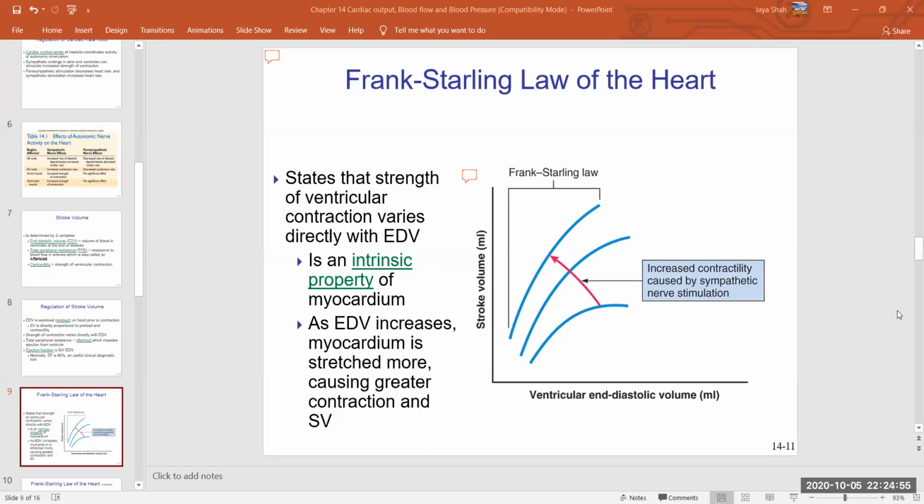So again, the Frank-Starling law of the heart says more end-diastolic volume, more stretch in the wall of the ventricles, and that will result in more preload, and more preload will increase the force of contraction, which will result in increased stroke volume.